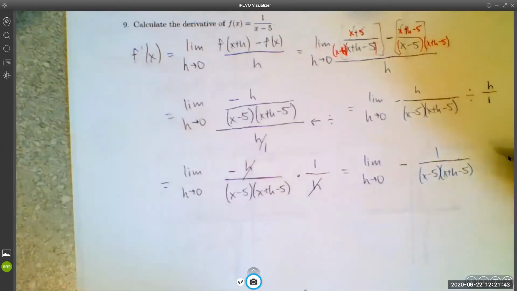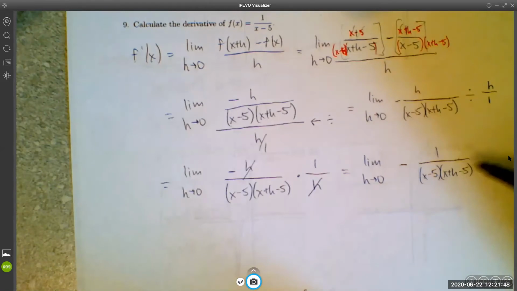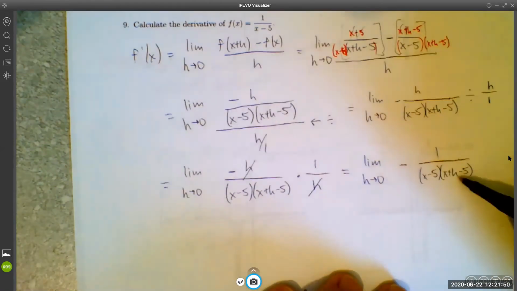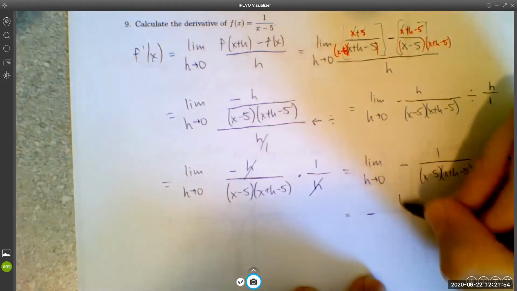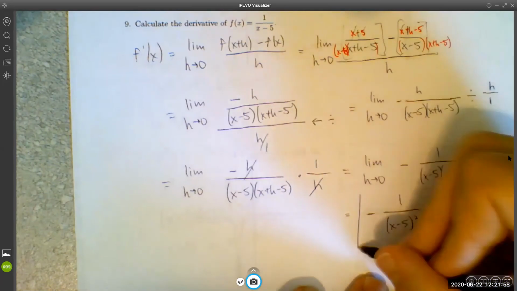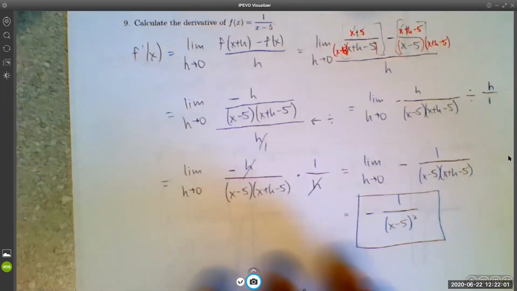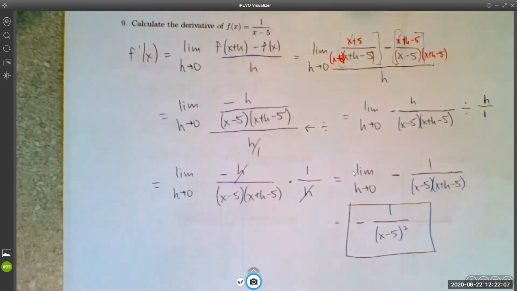So now if I plug in 0 for h, I don't get 0 in the denominator. I get x minus 5 times x minus 5, right? Or in other words, x minus 5 squared. So there's the derivative, right? F prime of x is negative 1 over x minus 5 squared. Okay, so that will do it for this section.